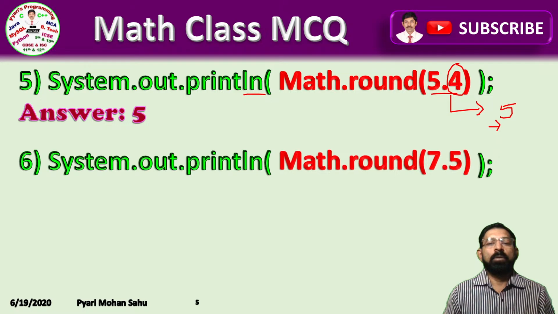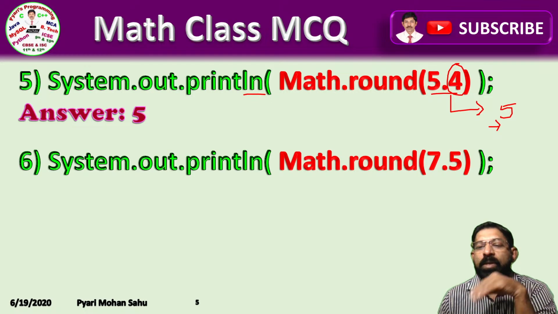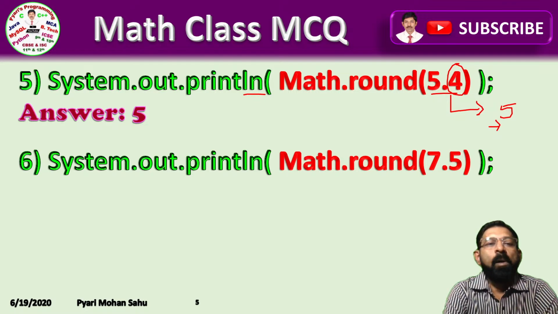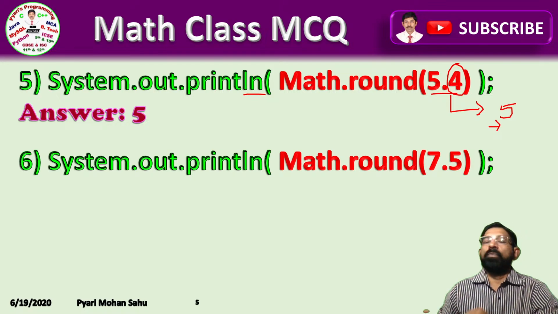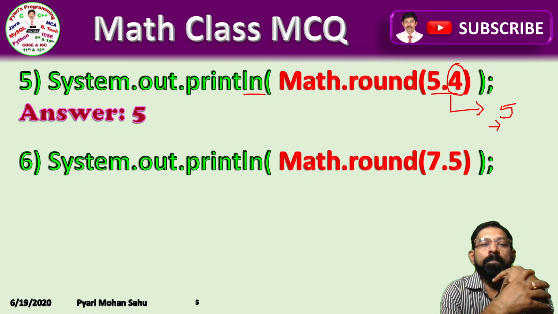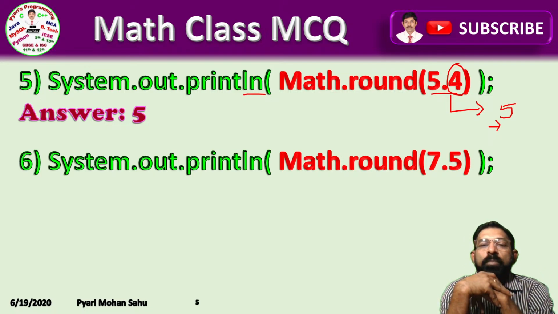Next question. 7.5. Sahil, send your answer with question number 5. Question number 5, answer is 5. Next question is given. 7.5. Math.round(7.5). This time exactly the fractional part is 0.5. Think about it and then send the answer.